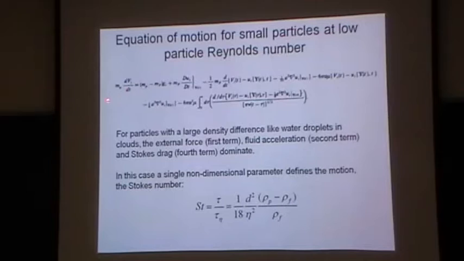So this is a version of the accepted equation for the motion of a spherical particle in Stokes' flow. No turbulence at all here.